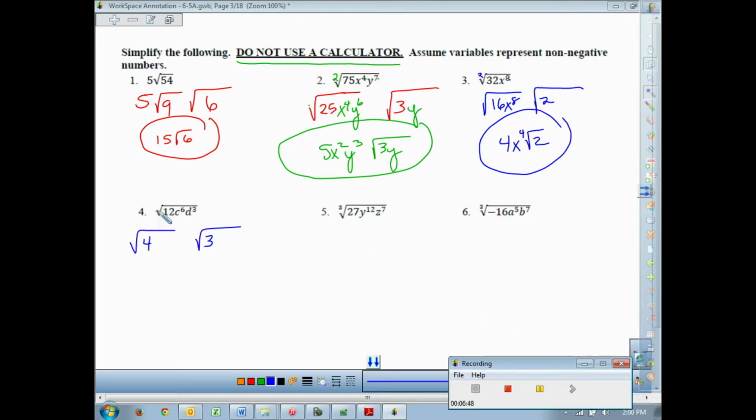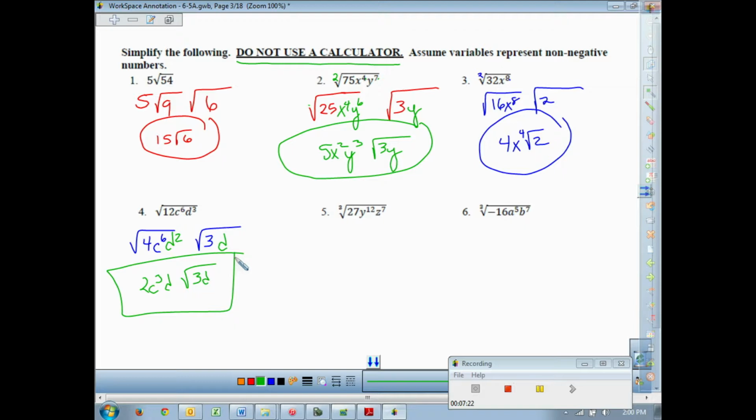So it's a square root. 12 gets split up with the 4 and the 3. C to the 6, that whole thing is a perfect square because 6 is a multiple of 2. D to the 3rd, not all of it is a perfect square. I can take 2 d's over here on the perfect side, correct? And there's 1 d left over there. Is that cool with us? Then 2c to the 3rd d times the square root of 3d.